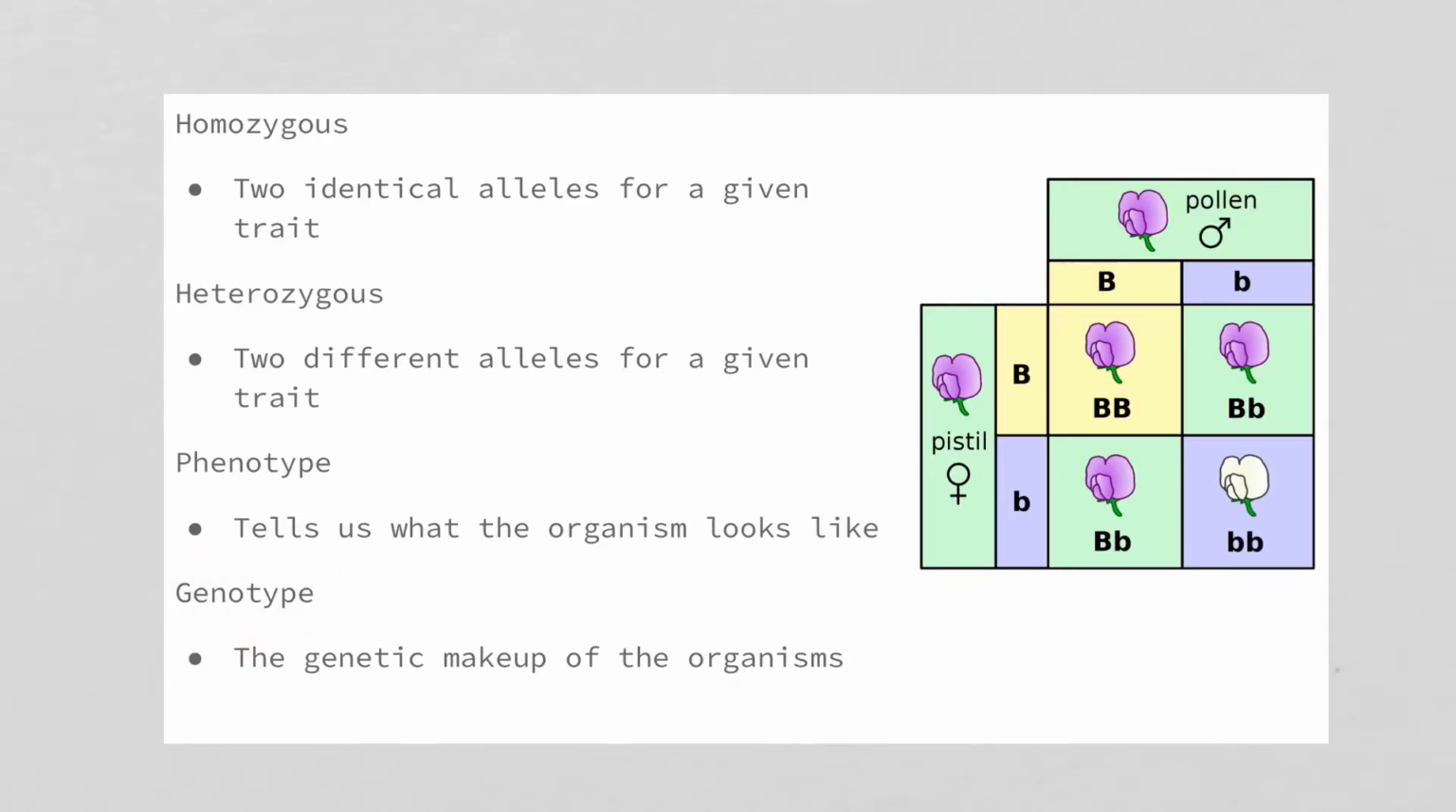But now we know about genes, and so the genotype is basically the genetic makeup of the organism. And again, just to reiterate some information, homozygous means you have two identical alleles for a trait, and heterozygous means two different alleles for a given trait.